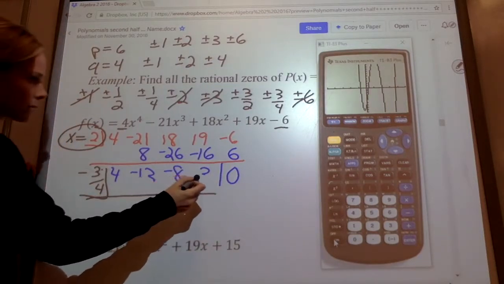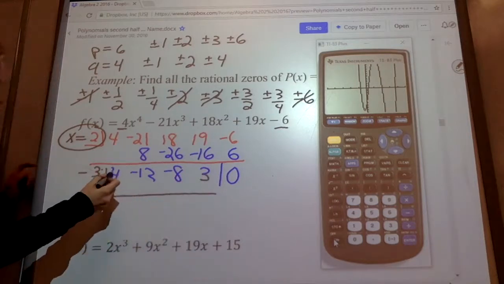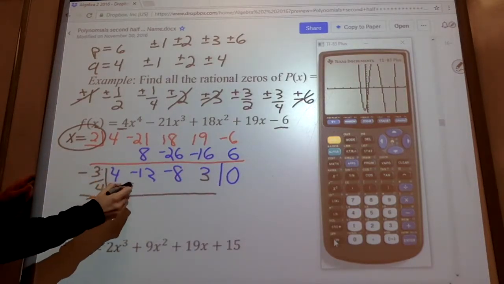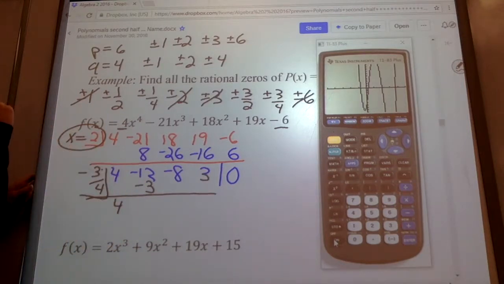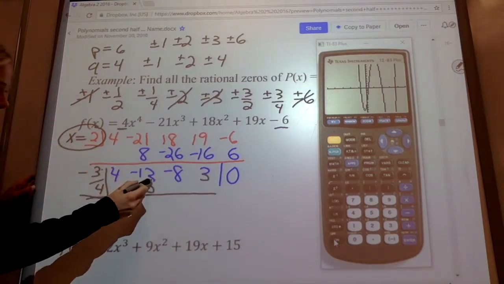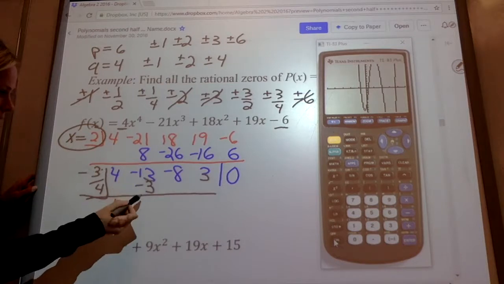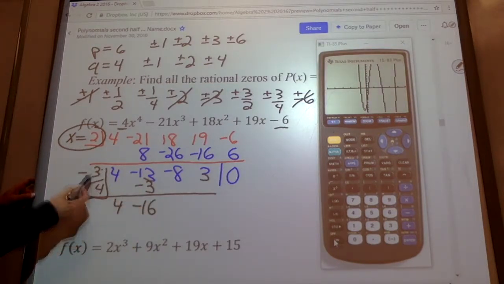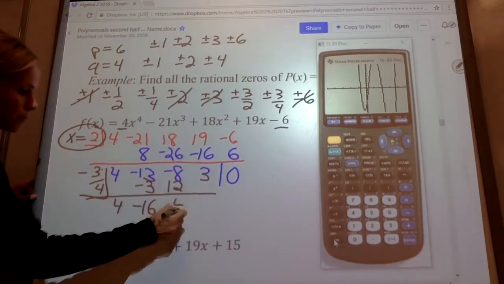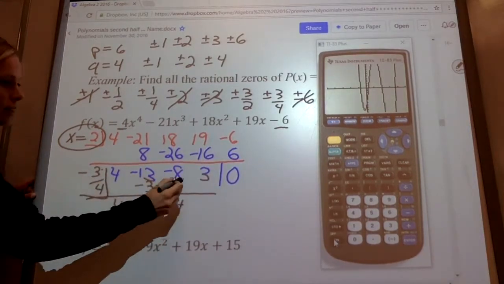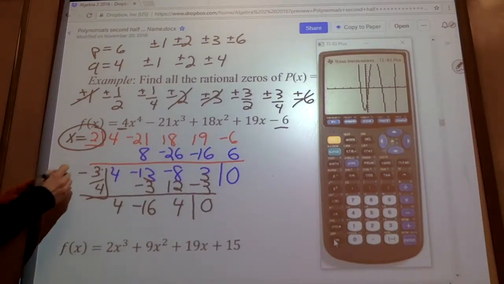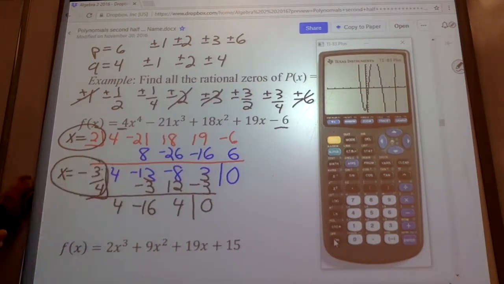So bring down my first number. 4 divided by 4 is 1. 1 times negative 3 is negative 3. And then I get, wasn't that a 3? Yeah. So then negative 16. 16 divided by 4 is 4. 4 times 3 is 12. 4 divided by 4 is 1 times negative 3, and I get 0. That ended up being a root. My second guess was right.